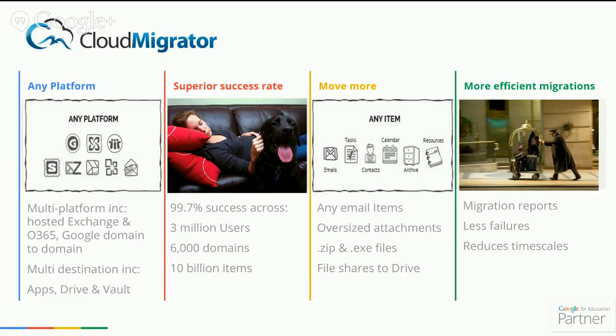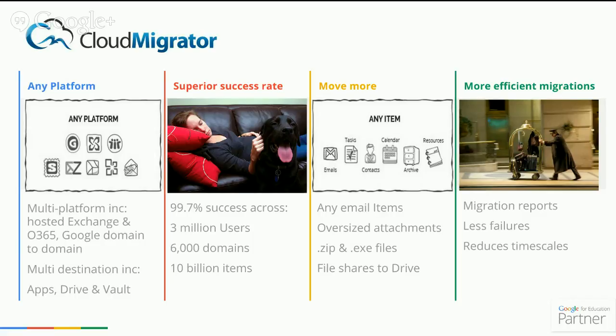Not only this, we also move more. Generally, third-party migration solutions are going to handle your mail, probably your contacts and calendar, not particularly complex things like recurring appointments, just the bog standard. We migrate more: emails, calendars, contacts, but also tasks, your archives, your resources. With Google to Google migrations, if you're consolidating domains, we also migrate things like Google Groups. We migrate documents into Drive. We also do a few different things.